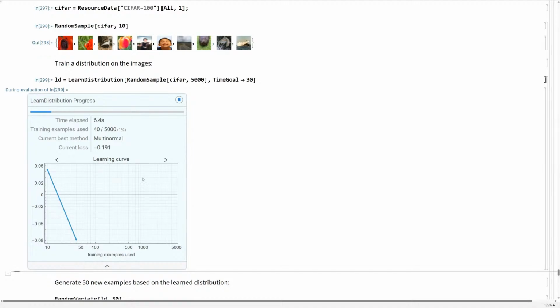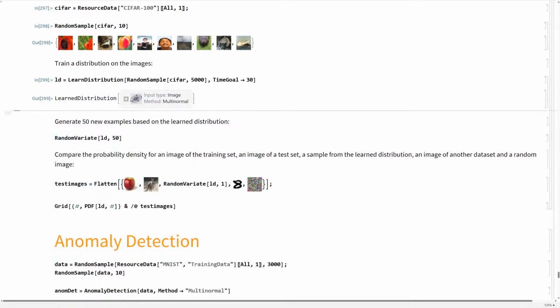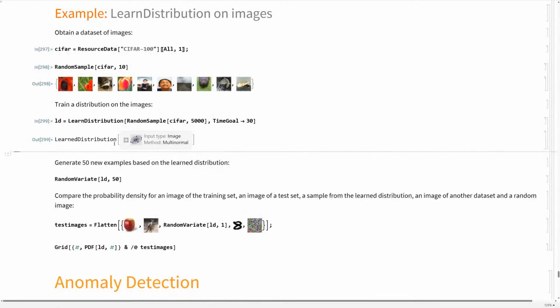So yeah, now we can look at the monitor. Here, I'm setting my time goal to 30, but it's just a goal. It might take longer than that, depending on how the machine is working. I can also specify the best method to use. Method goes to something. And as we can see, the learning curve is going down. All right, now it's trained. It has this new distribution now.